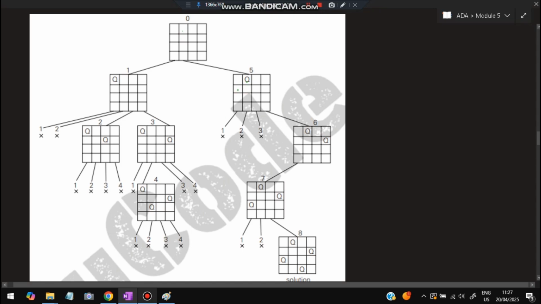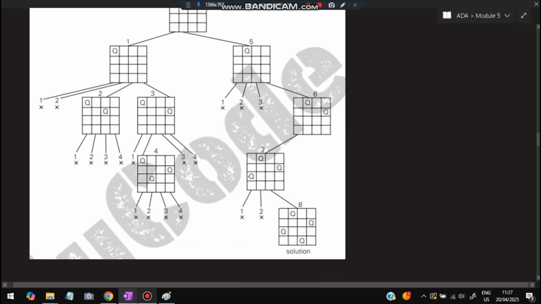First queen can, second queen can be placed here, here, here, or here. Here it can be placed, so we'll be putting it here. Second queen is placed. Third queen will check. Third queen can be placed here only, the first row, right? Then fourth queen. If the third queen is placed here, fourth queen can be placed here. No. Here, no. Here it can be placed. Yes. Here it can be placed. So we'll get an answer.